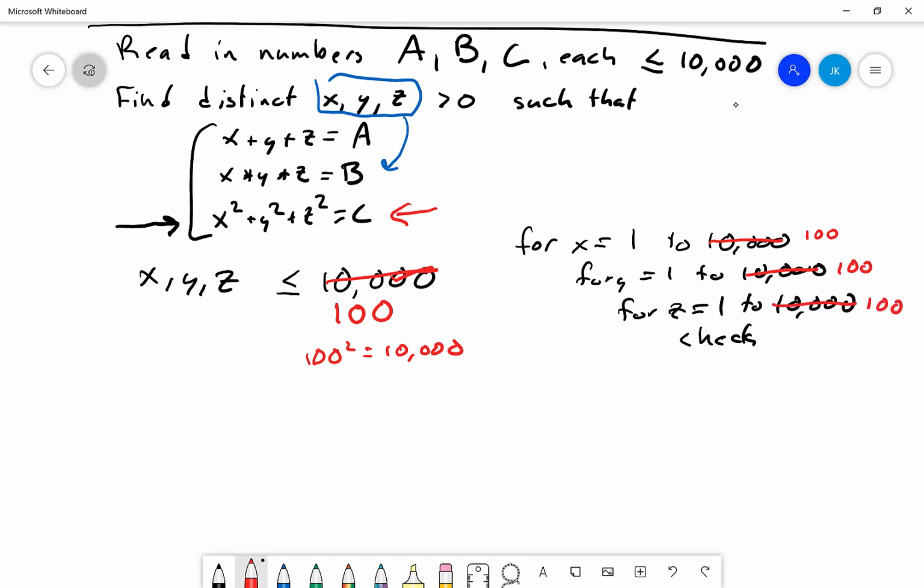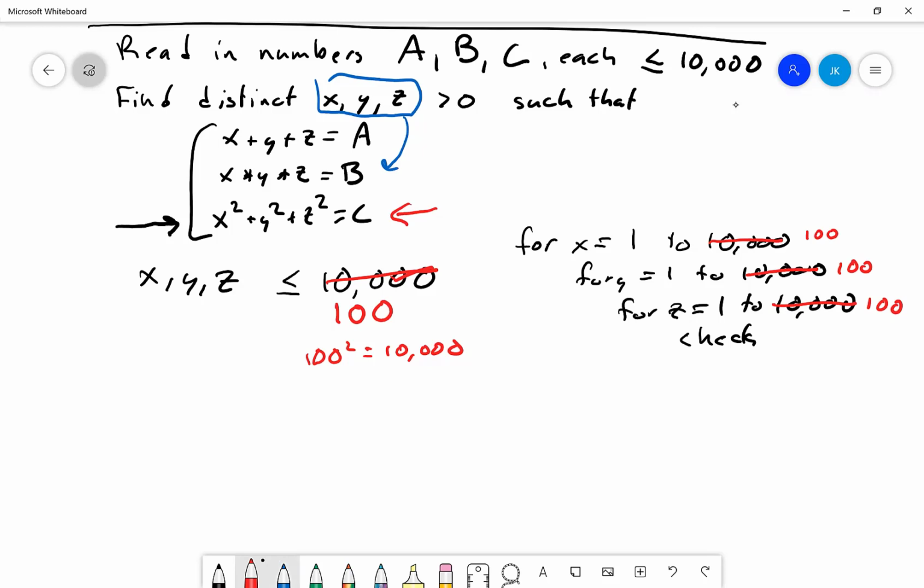like that. And now already we've gone from something that was 10,000 times 10,000 times 10,000 to 100 times 100 times 100, and that's only 1,000,000 checks. And believe it or not, 1,000,000 is usually fast enough. Chances are that alone would let this pass. But we can actually do a little bit better than that, so I'll show you how.